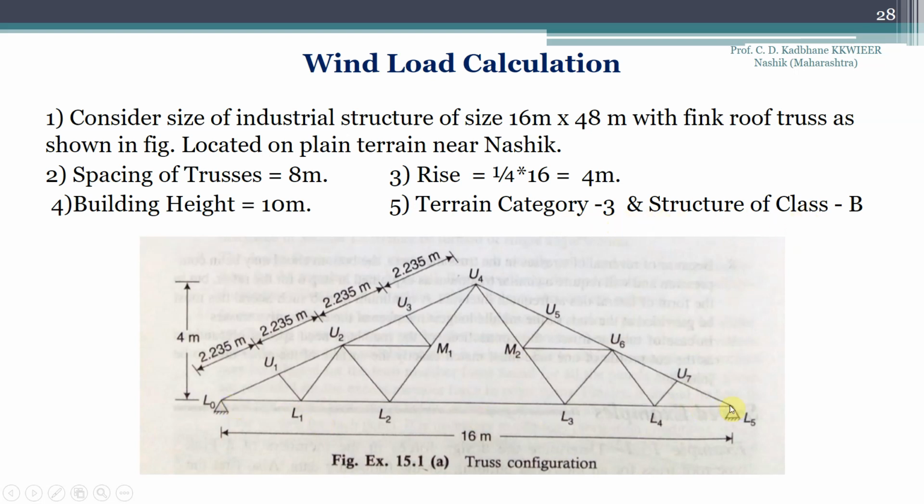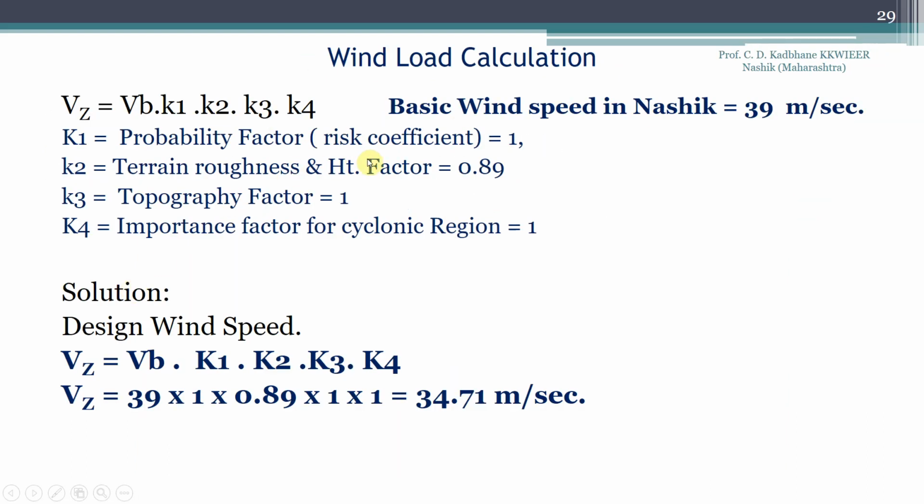So this is a sketch which is provided for a fink or French truss. Span is 16 meter and the spacing between the purlins will be 2.235. This is the rise, that is 4 meter. Now let us consider the first formula, that is Vz. Let us find out the wind speed Vz equal to Vb into K1, K2, K3, K4, where Vb is the basic wind speed, and for Nashik it is 39 meter per second. This value of 39 meter per second is provided at the end of IS 875 part 3.